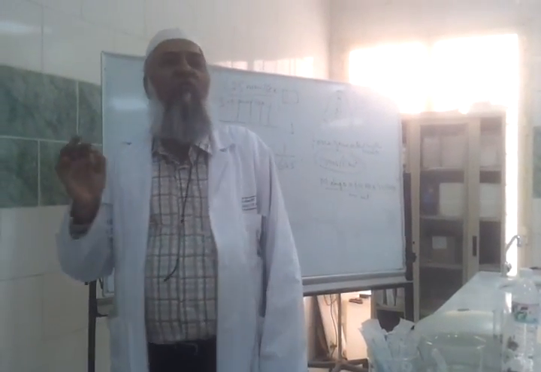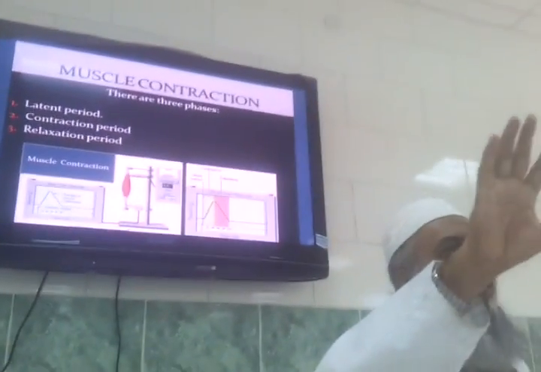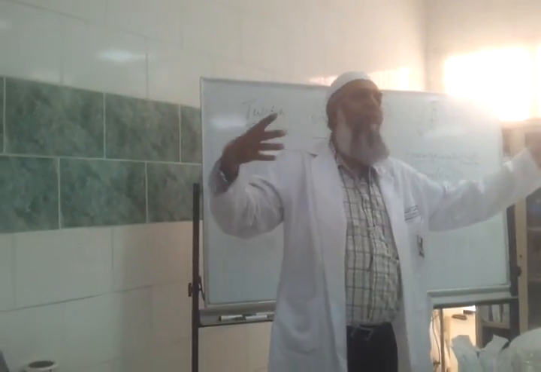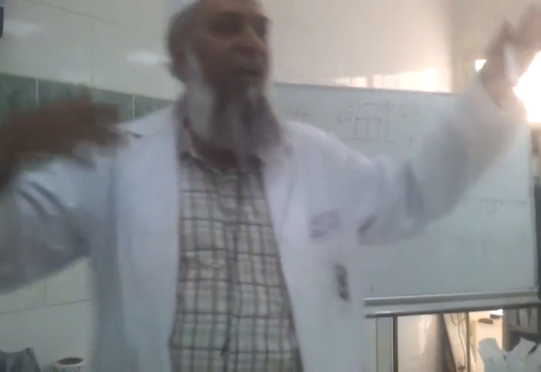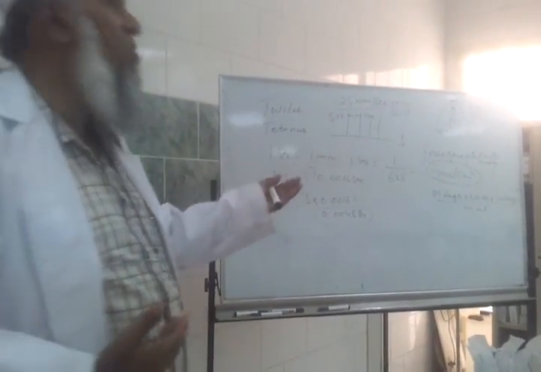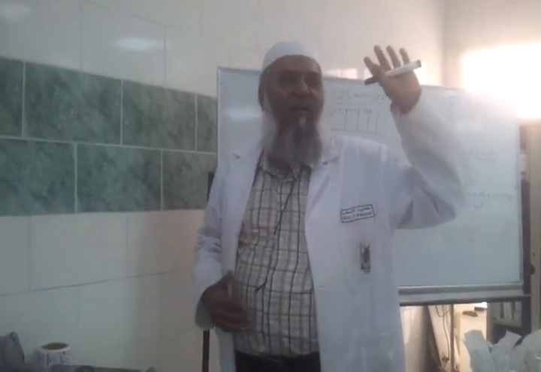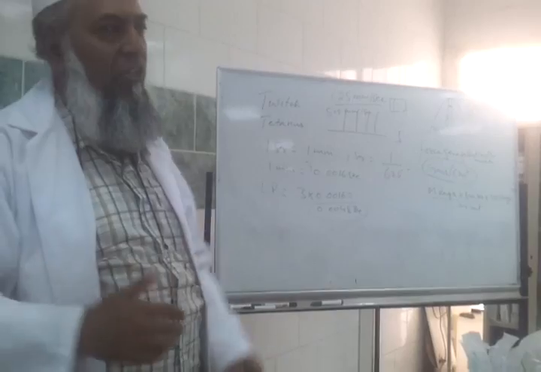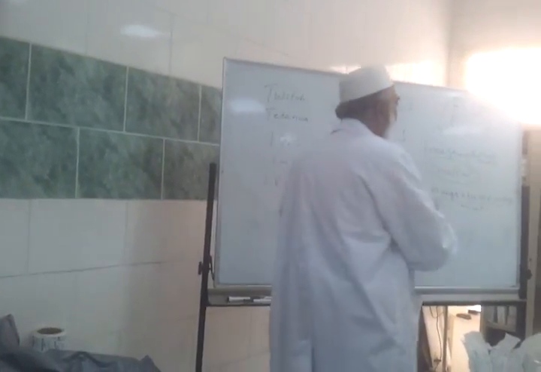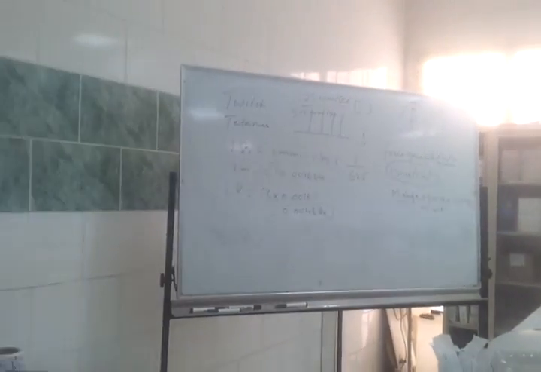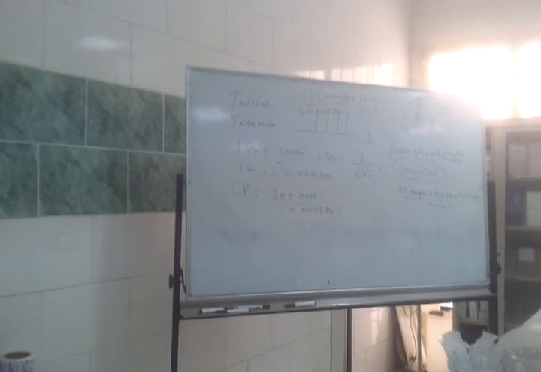Why gram per centimeter square? Because we are using here frog muscle or rat muscle, which are small muscles. So that's why gram per centimeter square. But if you are using muscle of the rabbit or any large animal, then you can use kilogram per centimeter square as well, because the muscle weight is more in that case. But here the muscle weight is small, so that's why we are considering gram per centimeter square.